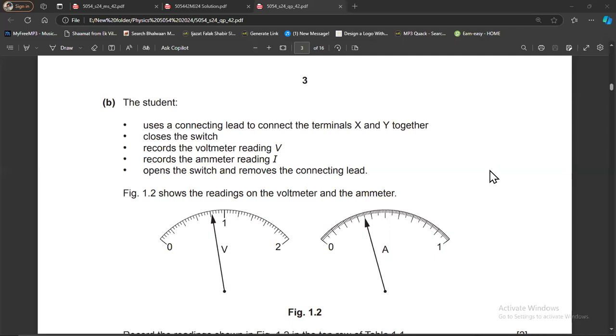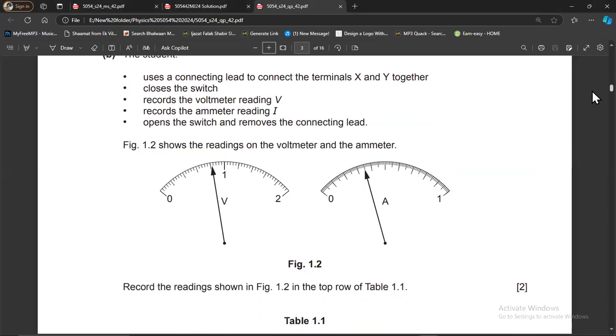So the internet, something happened with the internet. So the student uses a connecting lead to connect the terminals X and Y together, closes the switch, records the voltmeter reading V, records the ammeter reading I, opens the switch and removes the connecting leads. Figure 1.2 shows the readings on the voltmeter and the ammeter. Then they say record the readings shown in figure 1.2 in the top row of table 1.1.